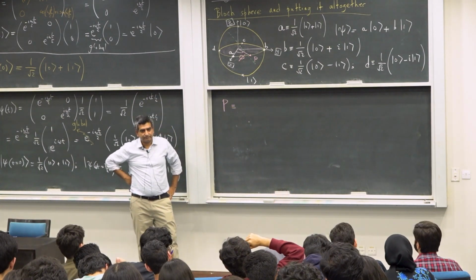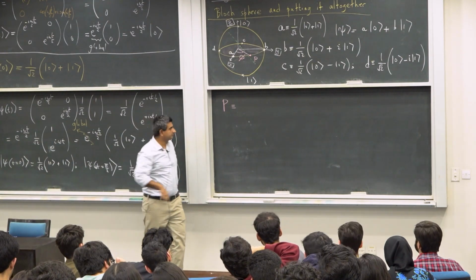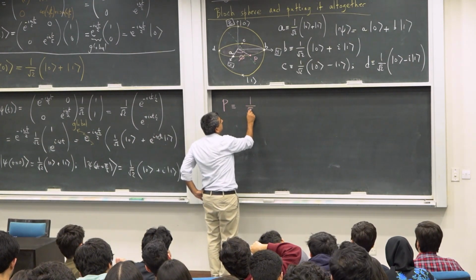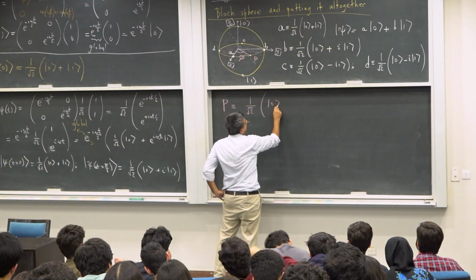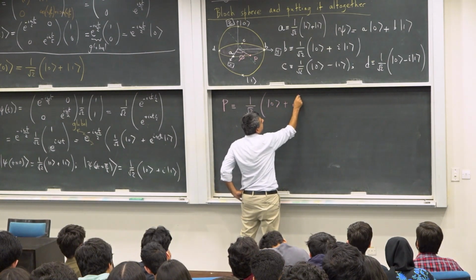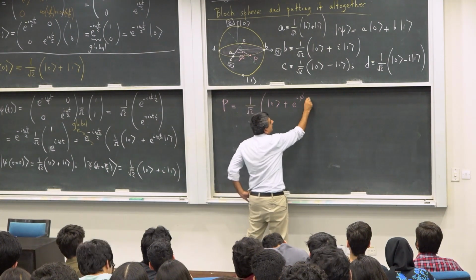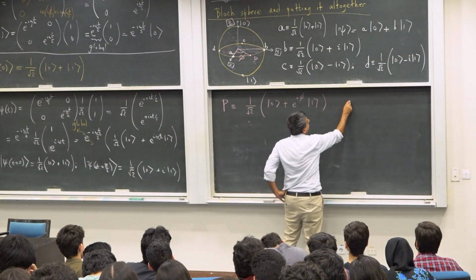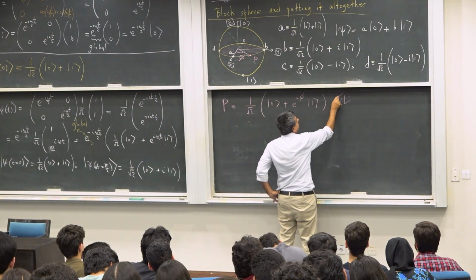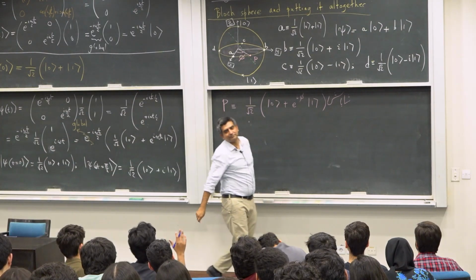Yes, please. Sir, 1 over under root 2, ket 0 plus e to the i phi ket 1. Shabash. Sir, say it.